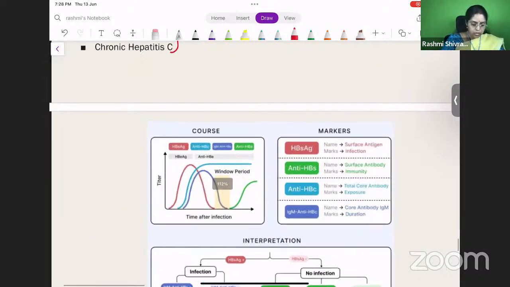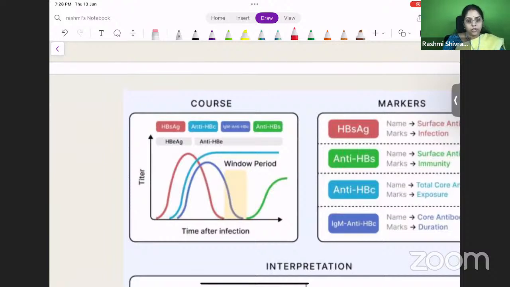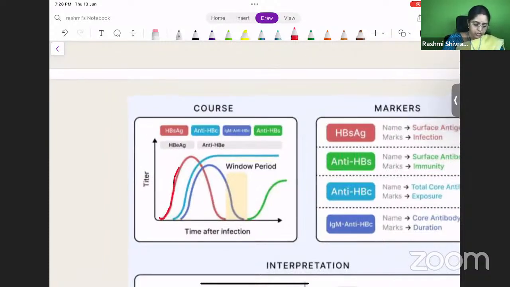So let's see a small graph here. Once the infection sets in, the first antigen to appear in the blood will be the hepatitis B surface antigen. This one will first increase. After that, the hepatitis B e antigen will also be produced. Once the infection starts, the hepatitis B core antigen starts producing antibodies. So the core antibodies will be found.